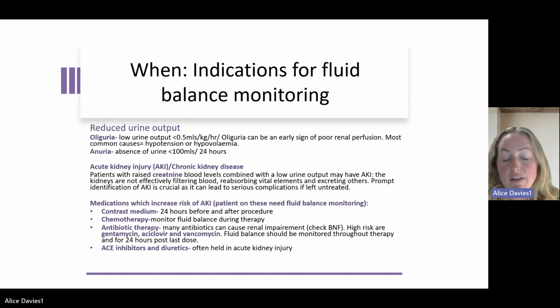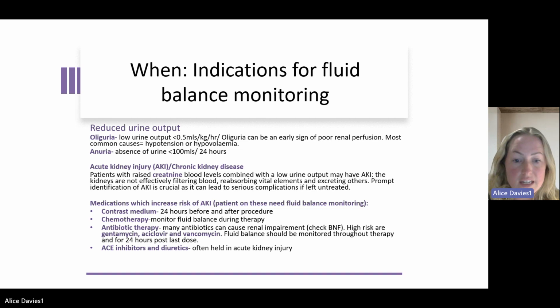And the risk is we've had patients with acute kidney injury or chronic kidney disease. So if you have a raised creatinine blood level combined with a low urine output, this is likely to be AKI. And the kidneys are basically not effectively filtering the blood or reabsorbing the vital elements and then excreting others. So we need prompt identification because it can lead to very serious complications if left untreated. There are certain medications which can increase the risk of AKI, and patients on these need really careful fluid balance monitoring. So we're unlikely to see women on contrast mediums or under chemotherapy.